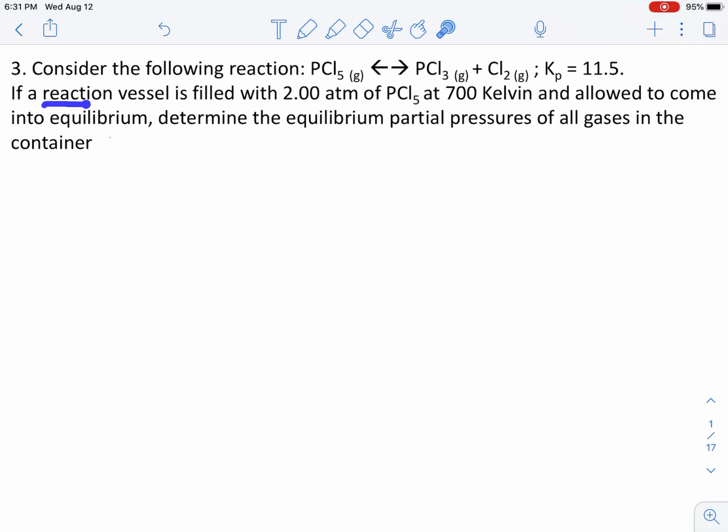And so if a reaction vessel is filled with 2.00 atmosphere of PCl5, which is a reactant, the reactant is going to be allowed to come into equilibrium. In other words, some fraction of the reactant is allowed to decompose to produce these two products. And so our goal is to determine the equilibrium partial pressure of all of the gases that are in the container.